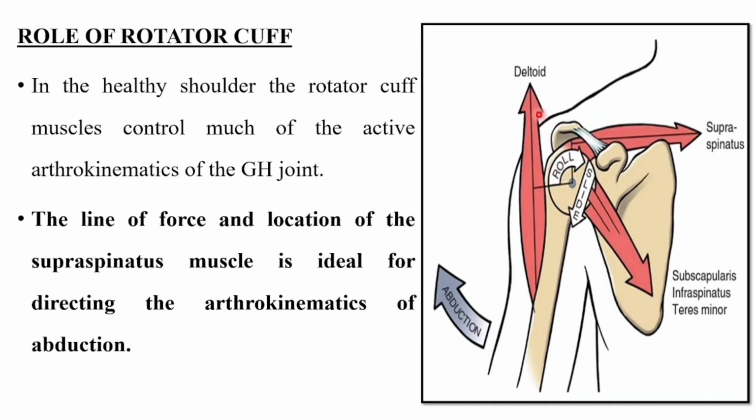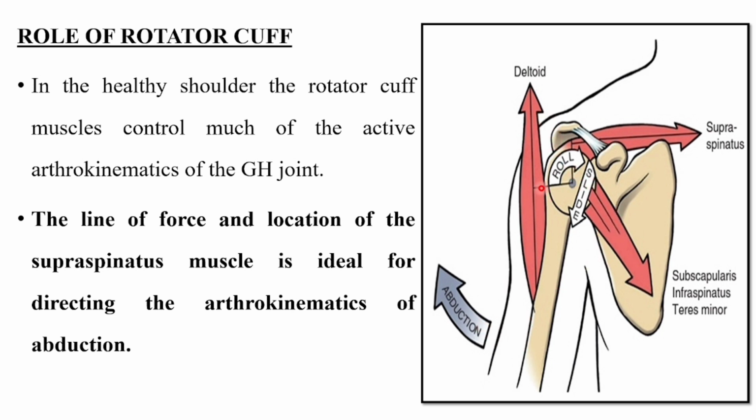So coming to the role of the rotator cuff, in a healthy shoulder, the rotator cuff muscles control much of the arthrokinematics of your glenohumeral joint. The line of force and location of the supraspinatus muscle is ideal for directing the arthrokinematics of abduction. You can see here, this is a beautiful picture explaining in detail the integrated actions of various muscles in the glenohumeral joint in order to abduct your shoulder. So that is your glenohumeral joint contributions.